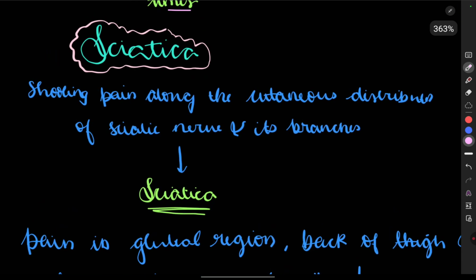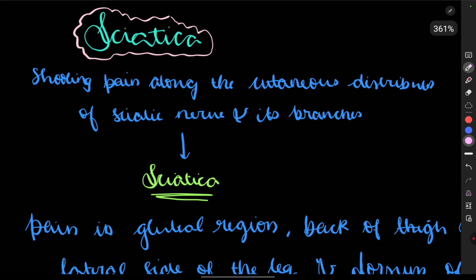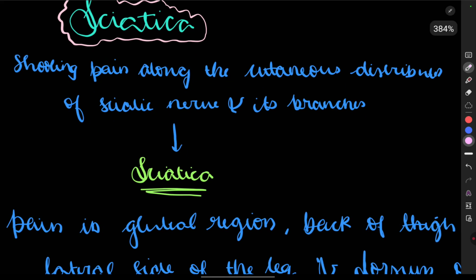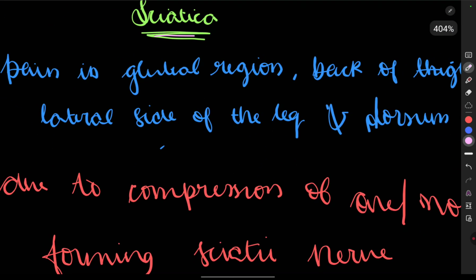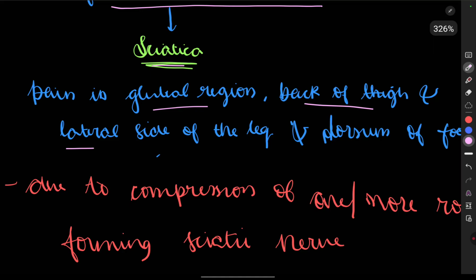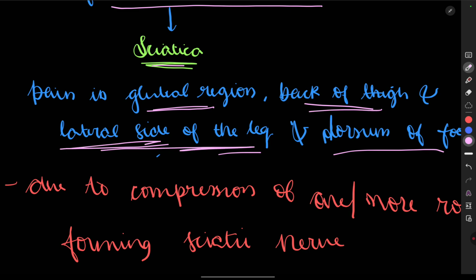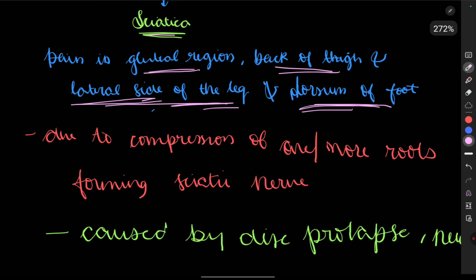Now we are going to see sciatica. It is the most common type of nerve compression. It is a shooting pain along the cutaneous distribution of the sciatic nerve and its branches. It is called sciatica. Pain in the gluteal region, back of the thigh, lateral side of the leg, and the dorsum of the foot. So the complete limb is affected. Not the medial, the lateral side of the leg, and the dorsum of the foot is affected.